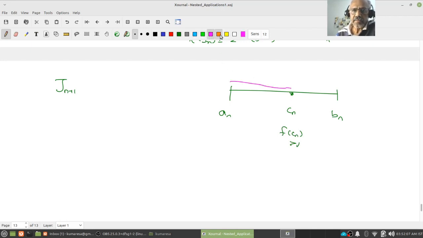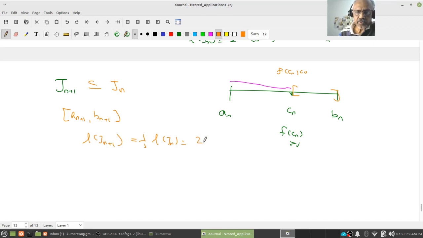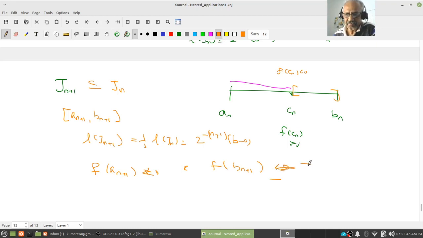Okay, and if f of cn is negative, then this is the interval I will consider. That will be my J n plus 1, right? Therefore J n plus 1 is again contained in J n. Call this a n plus 1, b n plus 1. The length of J n plus 1 is half the length of J n, therefore it's 2 to the power minus n plus 1 into b minus a, and f of a n plus 1 is negative and f of b n plus 1 is positive.